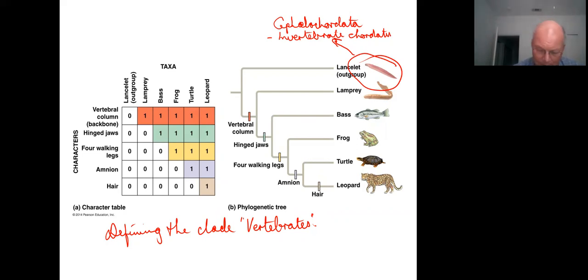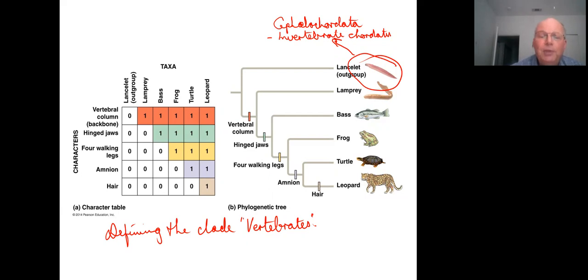So pharyngeal slits, the notochord, the cartilaginous rod that eventually gets displaced by bone and becomes the vertebral column, a hollow dorsal nerve cord. So the nerve cord is just below the dorsal surface or the back, and it's a hollow bundle of cells rather than a solid bundle of cells. And then a tail that extends past the point at which the digestive tract exits from the body, otherwise known as a postanal tail. Those are shared primitive characteristics of all chordates.